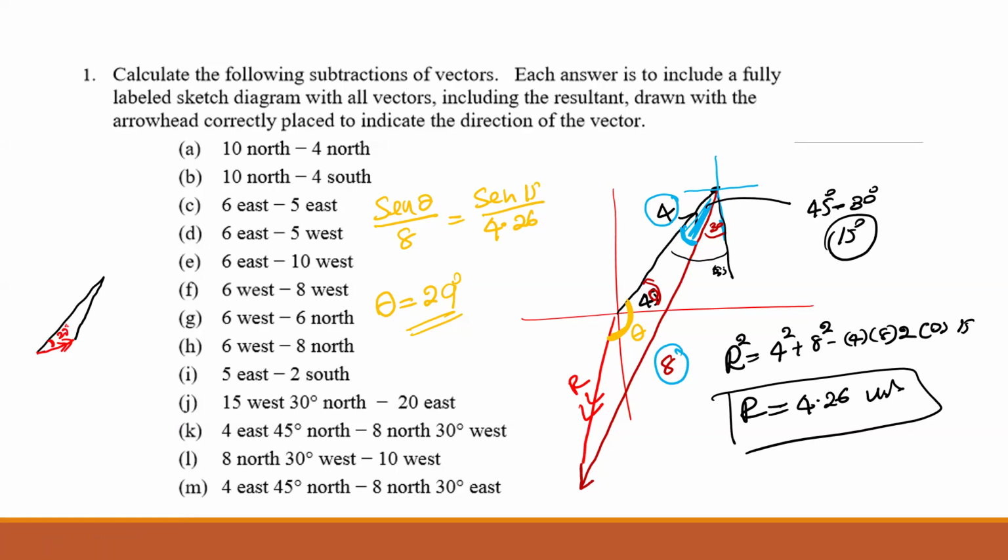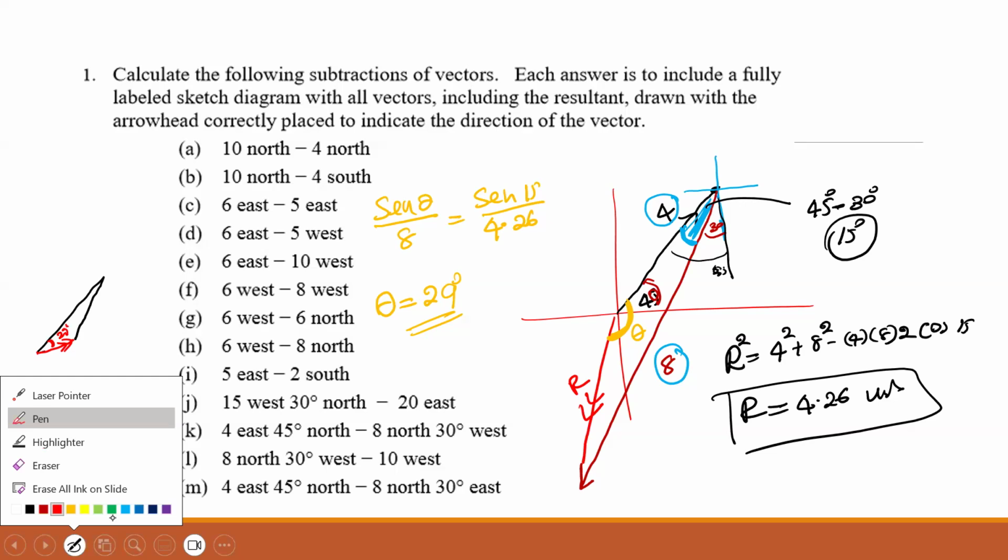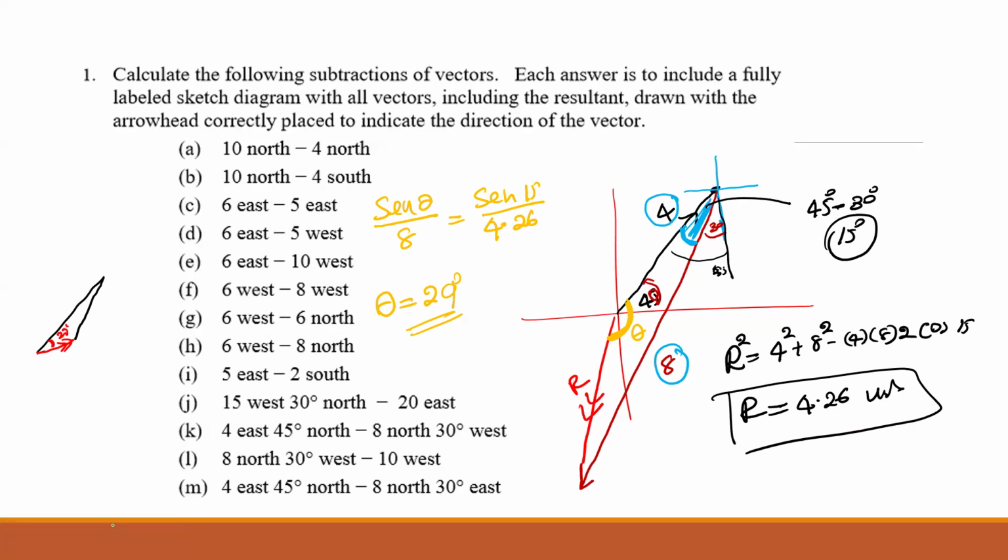How do you write this one? 4.26 N, from where to where? From 0, 4.26 east. So sorry, 4.26 N east, east to north 29, not east to north. You need to minus, sorry, from 45, isn't it? So yeah, sorry. 45 minus 29. Do you all understand what I am doing?